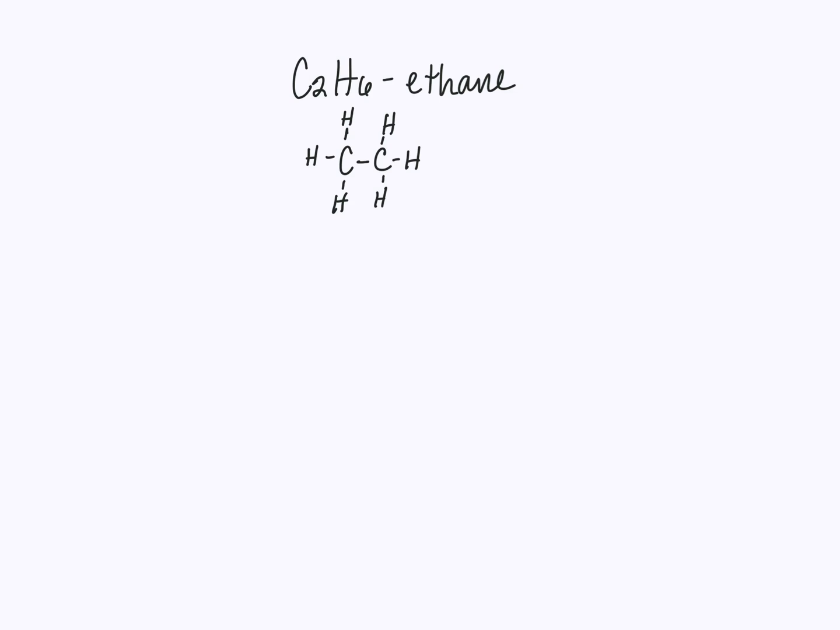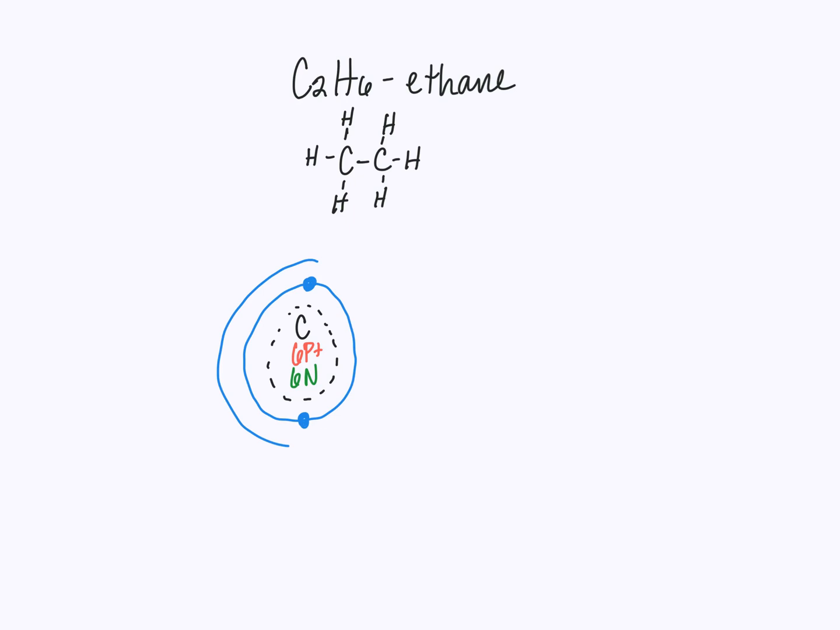Now, if we were to draw this out using our model, we could start with one of the carbons. So we'll start with a carbon here. Remember that carbon has 6 protons and 6 neutrons in its nucleus. And then we have 6 electrons that we need to place. So the first 2 electrons will go in the first shell, and the remaining 4 will go in the second shell.